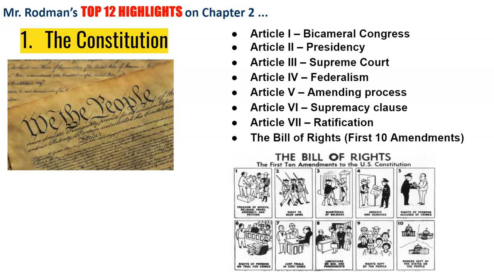The Articles of Confederation becomes part of history, and the Constitution now is the living, breathing document that the nation will operate under. And then we have the Bill of Rights, the idea of the first 10 amendments to the Constitution. This is including things like the 5 freedoms we see in the First Amendment, the idea of freedom of the press, freedom of speech, freedom of religion, freedom of petition and assembly.